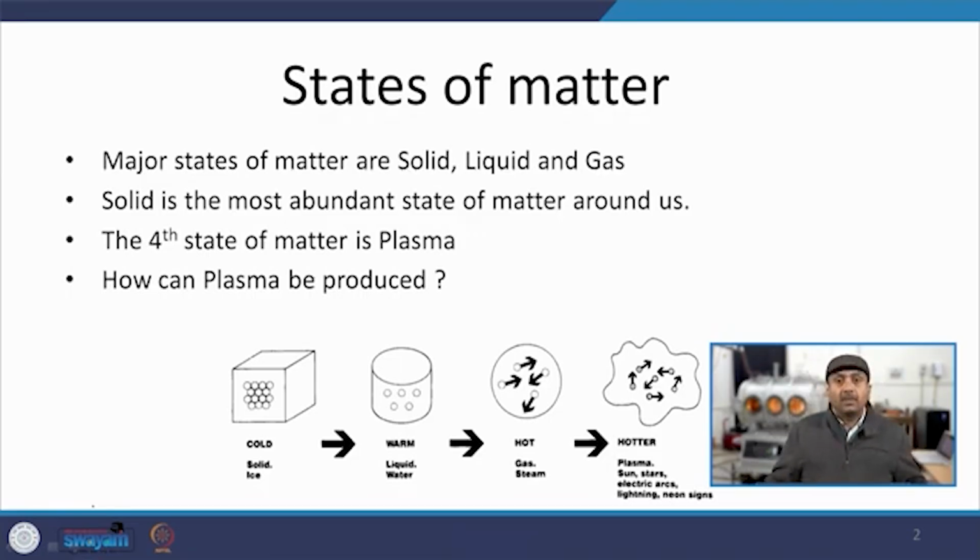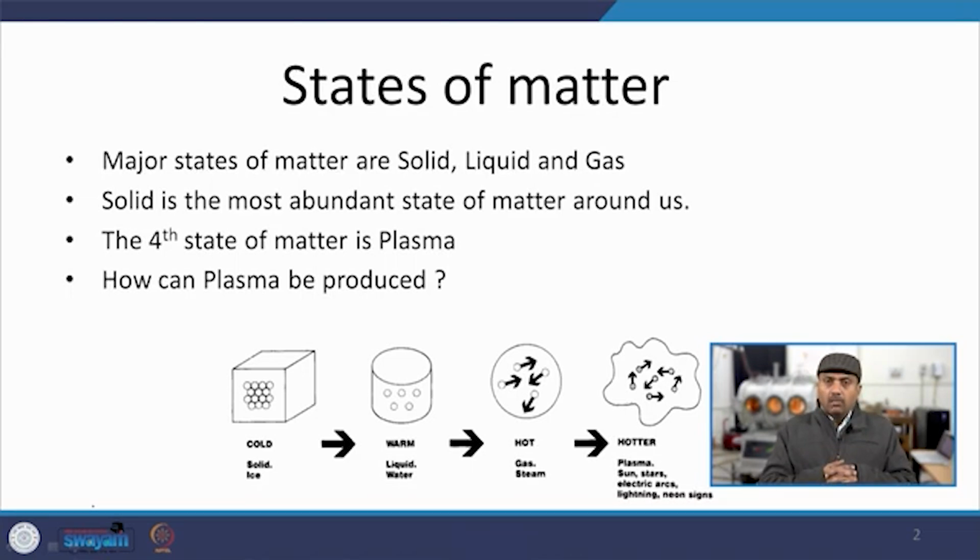Now, where do you see this plasma state to be existing? Plasma can be found in the sun, right, or stars, electric arcs, lightning, neon signs, all these are the places where plasma state is existing in its, let us say, high energy state, right. But what is the question that we are trying to answer? Plasma is of course the basic state of matter which is not so abundant when we see around us. The most abundant state of matter that we see around us is solid in nature, or for that matter gas.